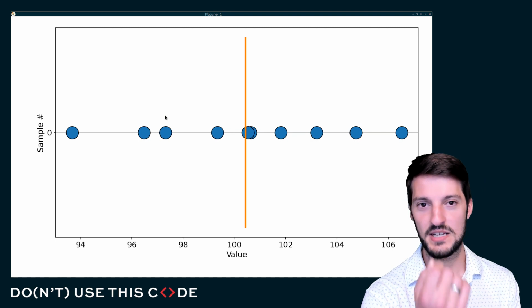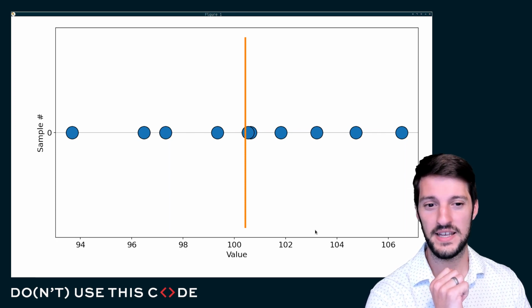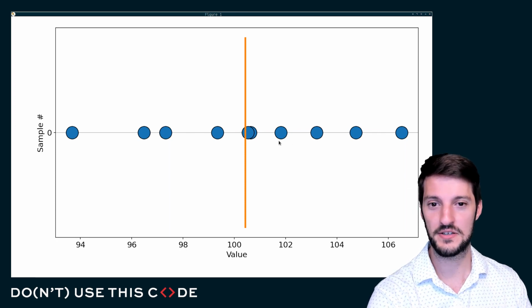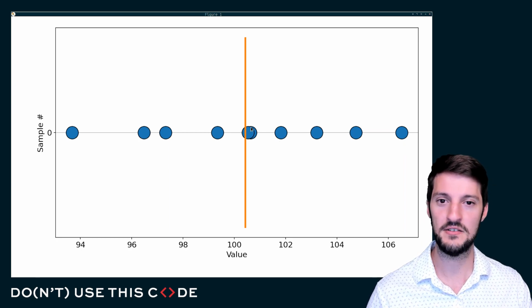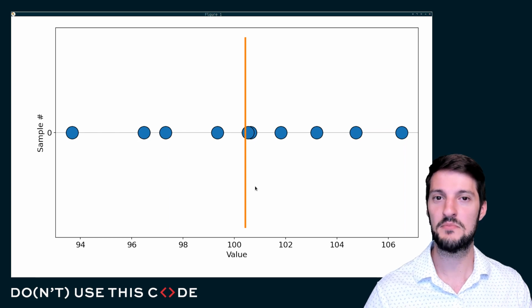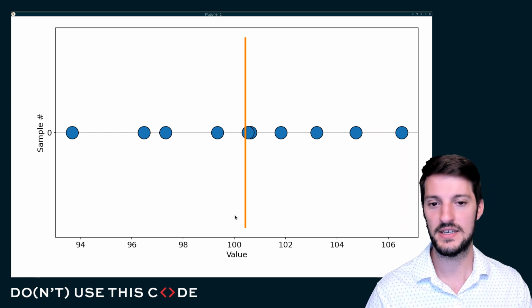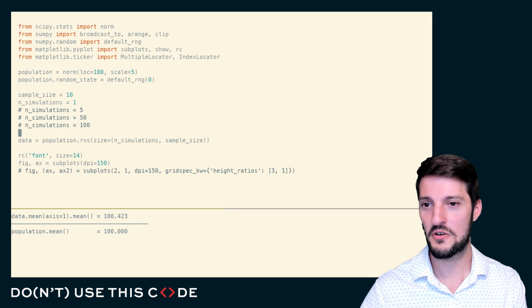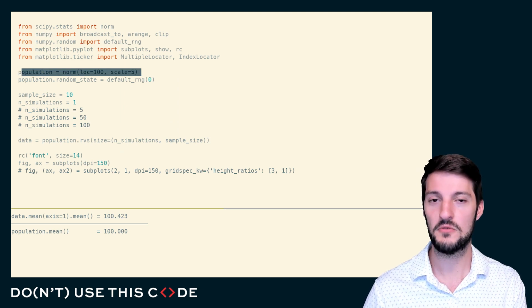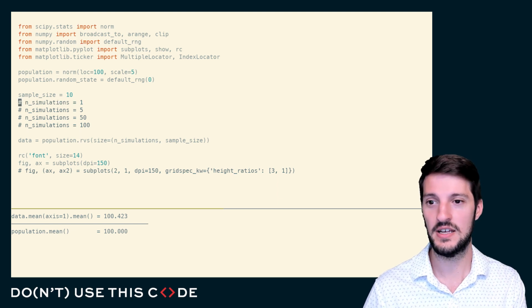You can see that in my sample from my population with a mean of 100, I observe values as low as just under 94 and as high as just under 107. Based on these 10 samples, I might be inclined to take the mean, which is this orange vertical bar, and conclude that the mean of my population is just over 100. And since we know the population in this exercise, it turns out that a mean of about 100 in my sample is actually quite good.